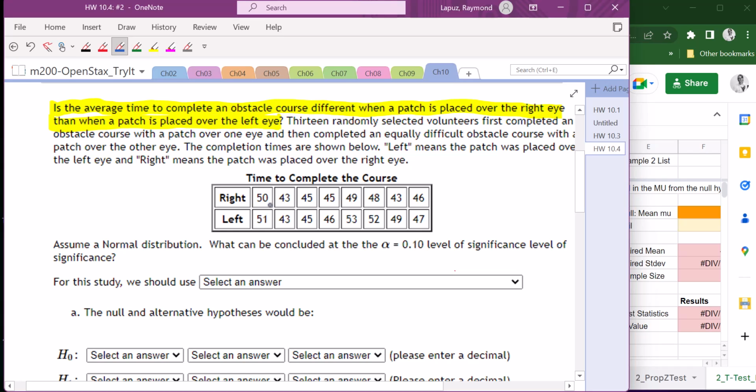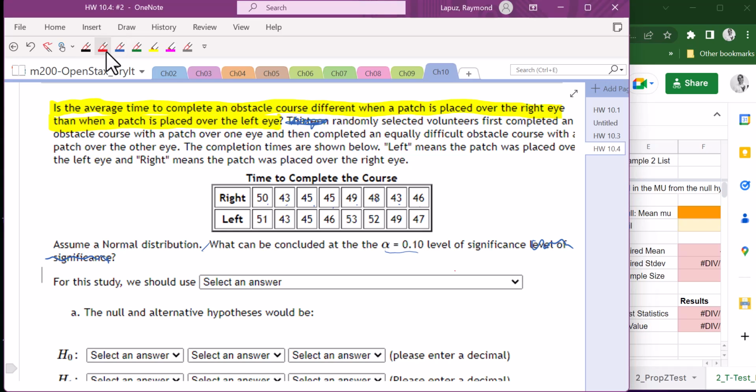So I'm just noticing that 1, 2, 3, 4, 5, 6, 7, 8. There are only 8 data sets, not 13 of them. But that's okay. They ask us to assume normality, and another question, what can be concluded at the 0.10 significance level? And another typo here. Looks like they said significance a couple of times.